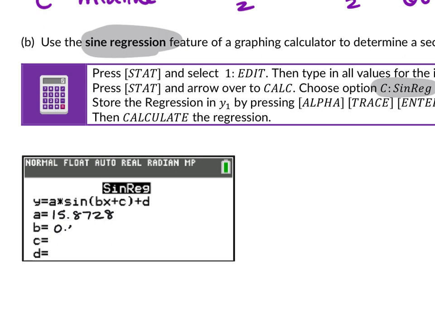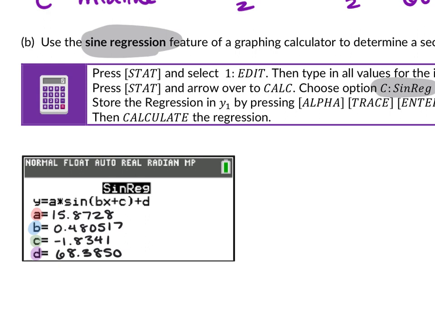15.8728, 0.480517. It says the C value is negative 1.8341 and the D value is 68.3850. Now these are not necessarily the same A, B, C, and D that your book uses for the sine regression up above. The A still matches up, the B technically matches up, but the C and the D are reversed. The C here is actually the phase shift, and the midline number you're using is here for D. So those letters are swapped in the calculator and the textbook, so just don't get confused about that.